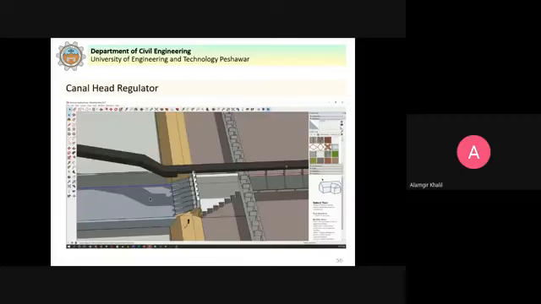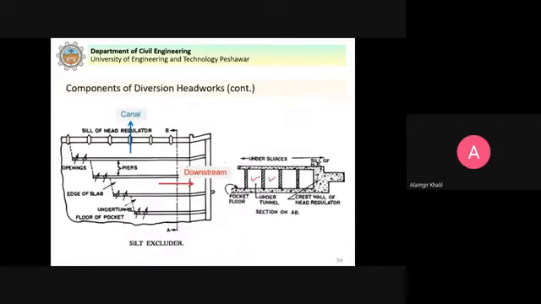So this is what you see here in this picture. The water is coming in this direction here. The silted water will enter into these tunnels and move downstream, and the silt-free water will enter into the canal. So you can see the silt excluder that is provided on the river bed upstream of the canal head regulator.